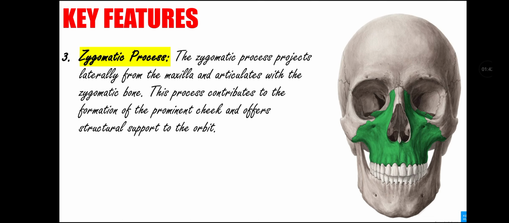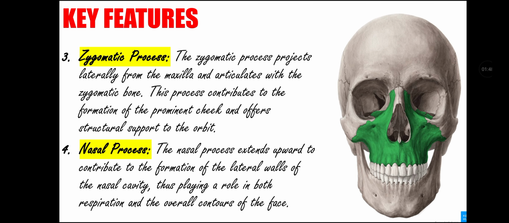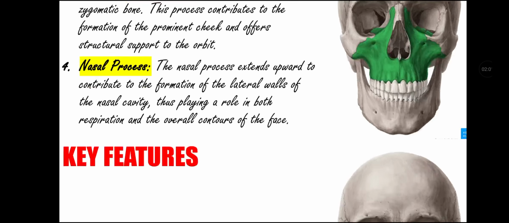Further talking about key features, it has the zygomatic process, which projects laterally from the maxilla and articulates with the zygomatic bone. This process contributes to the formation of the prominent cheek and offers structural support to the orbit. And next it has a nasal process, which extends upward to contribute to the formation of the lateral wall of the nasal cavity, thus playing a role in both the separation and overall contours of the face.